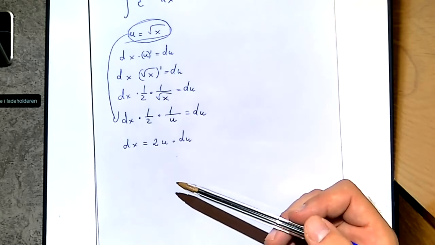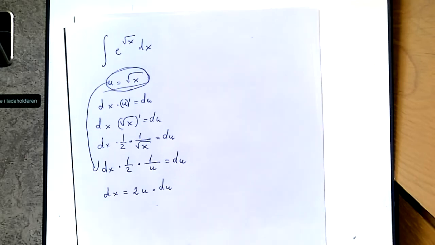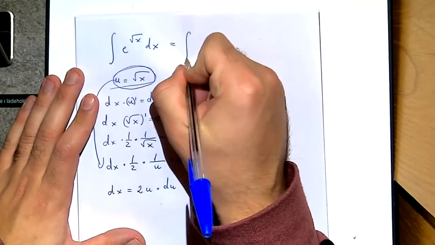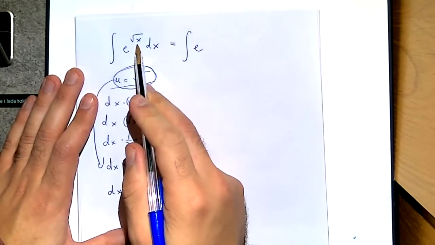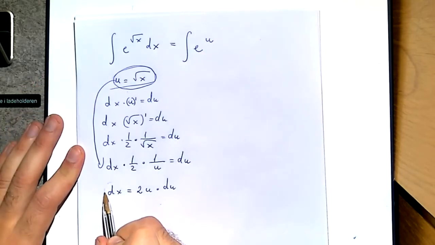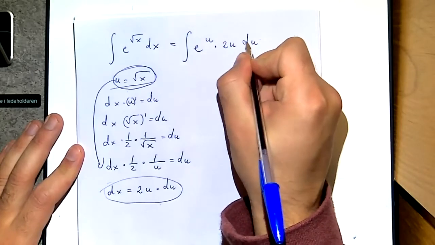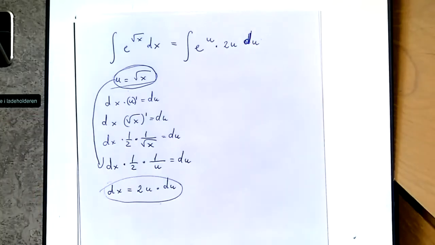Okay, so I'm ready to do substitution here. Again, what do I have? I have the integral of e to the u, instead of square root of x, and I replace dx with 2u du. And this might look familiar. We did several of these in the by parts, but I'll just solve it till the end.